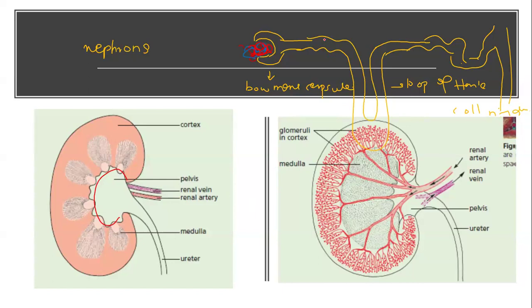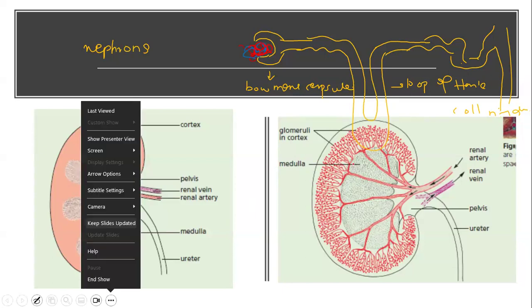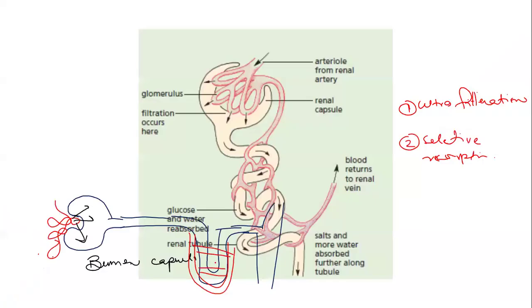Miss, where does the water get absorbed? Sorry? Where does the water get absorbed? The loop of Henle. Okay, so this loop of Henle is surrounded by your capillaries. So the water moves from the loop of Henle back into the capillaries.